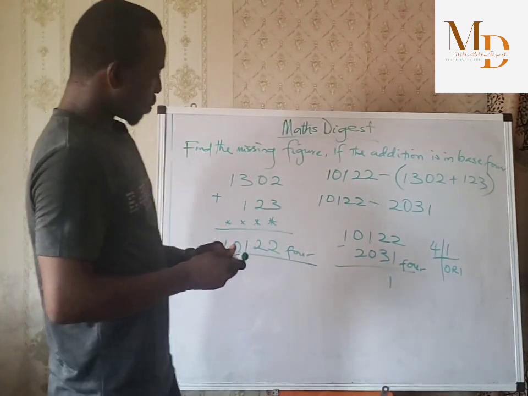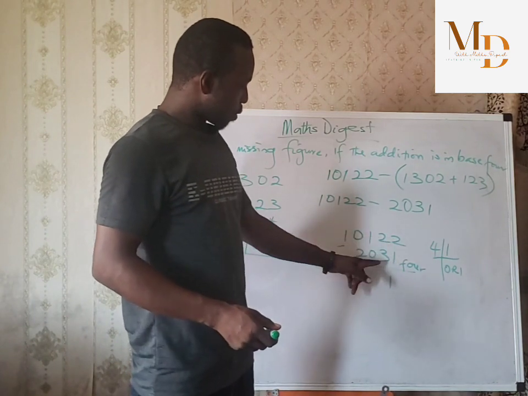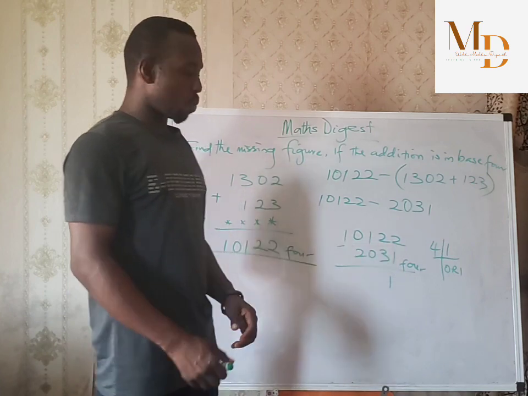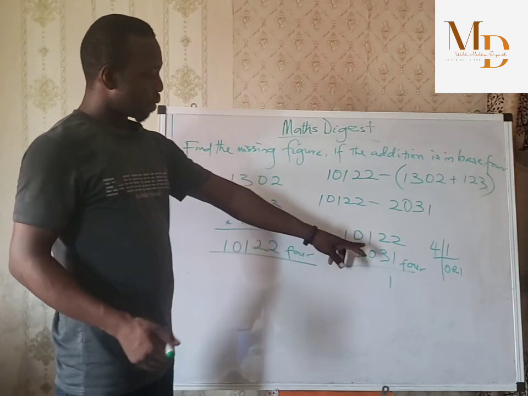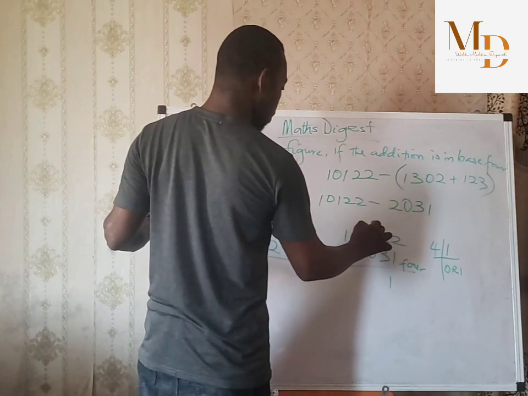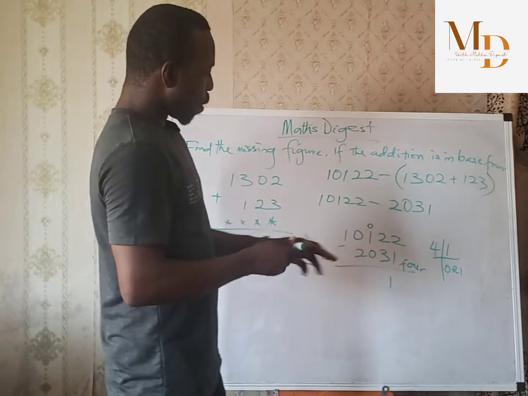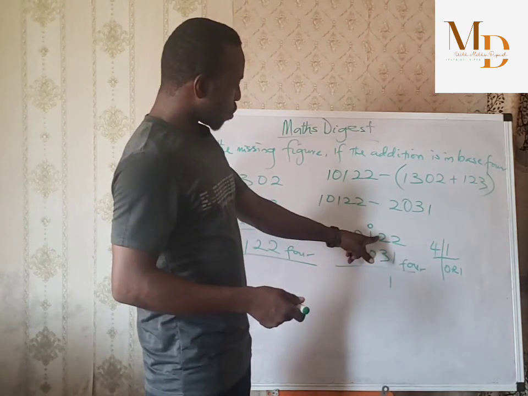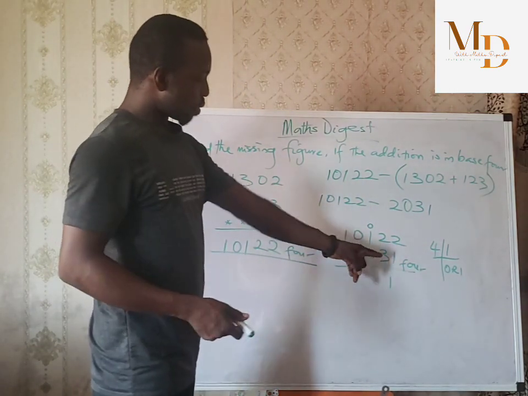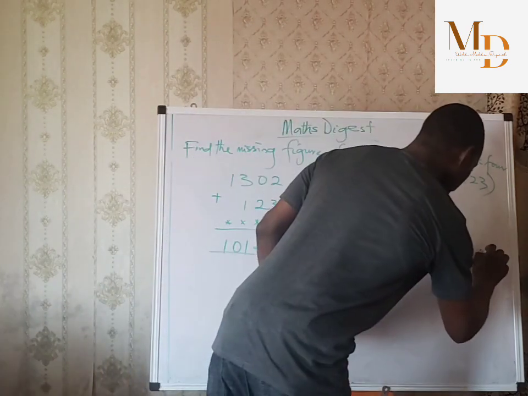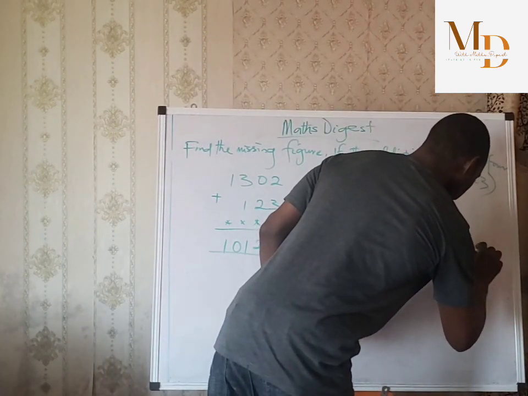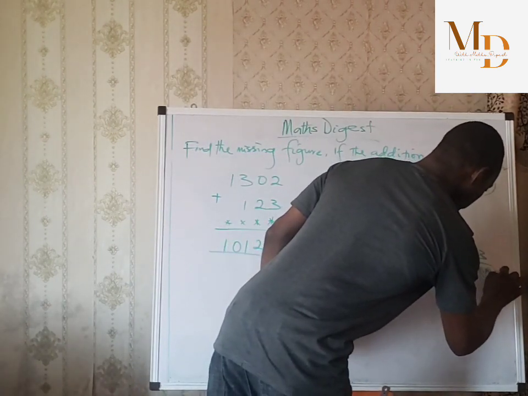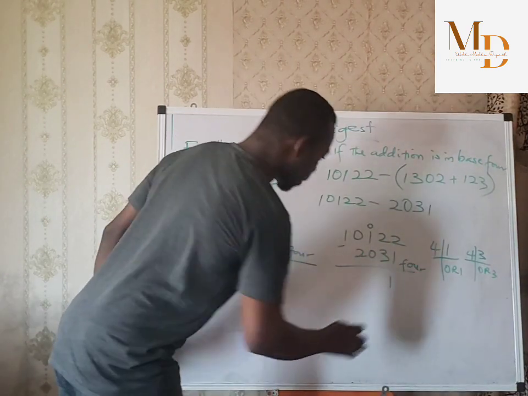Now we go again. We say 2 minus 3. It's not possible. So we come here and pick the 1. When we pick 1 here, what will remain here is 0. Now that 1 we picked, because we are operating in base 4, we call it 4, and add it to these 2, it becomes 6. 6 minus 3 will give you 3. So we have 3 divided by 4, that will give you 0 remainder 3. So quickly we write 3 here.